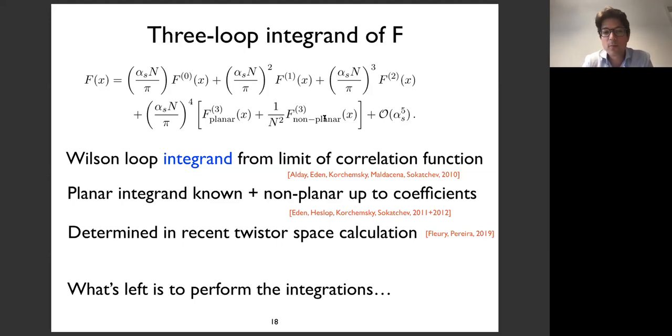Now, the Wilson loop integrand can actually be obtained from a limit of correlation functions. And this is a very powerful connection since there's a lot known about those correlation functions. And this means that the planar integrand is known to the order that we need. And also the non-planar integrand was known up to a few coefficients until recently. And then I think toward the end of last year, the remaining coefficients were computed by a direct twistor space calculation. So in other words, the integrand is available. What's left to do is to perform the integrations.